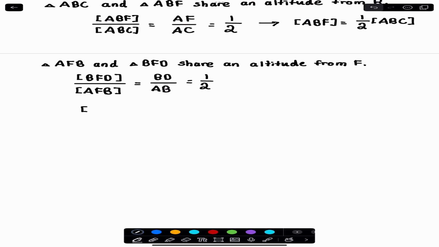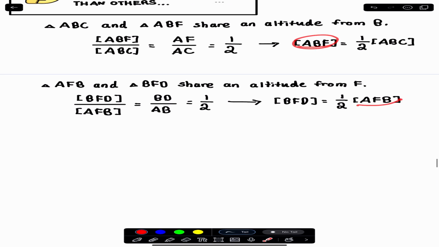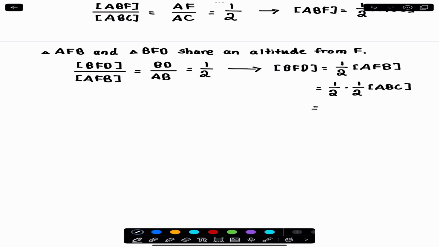This means the area, let's be consistent, the area of triangle BFD is half the area of triangle AFB. But notice ABF, AFB, same thing. Notice now we can relate it to our original triangle, triangle ABC, because ABF is equal to half triangle ABC. That means the area of triangle BFD is equal to half of that, which is equal to 1/4.